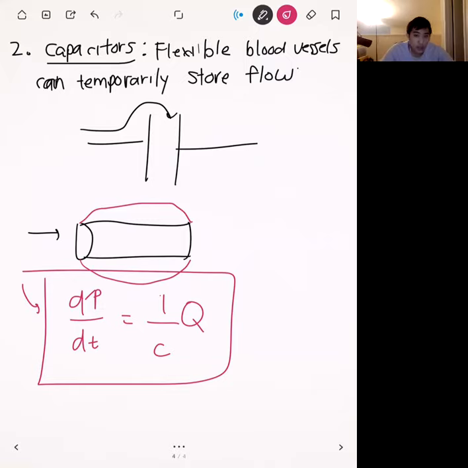And so when we deal with capacitors in our one-parameter circuits, usually we're going to deal with this equation where we introduce a time derivative term dP/dt, and then this is going to equal the flow going into the capacitor.